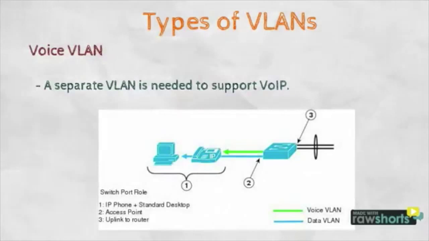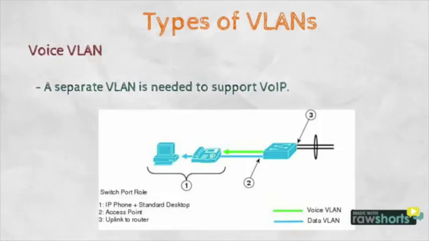A separate VLAN is needed to support voice over IP. A voice over IP VLAN requires assured bandwidth to ensure voice quality, transmission priority over other types of network traffic, the ability to be routed around congested areas on the network, and delays of less than 150 milliseconds across the network.